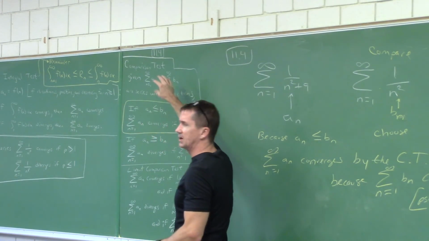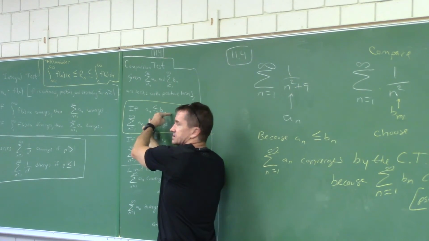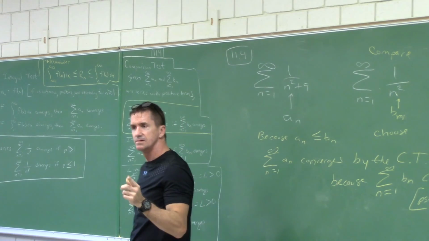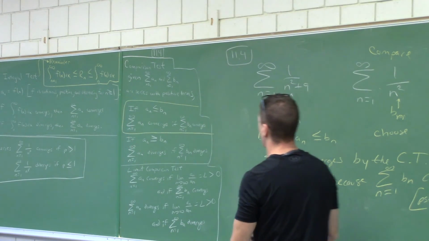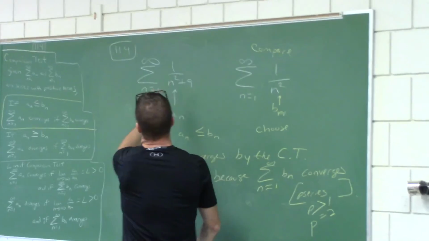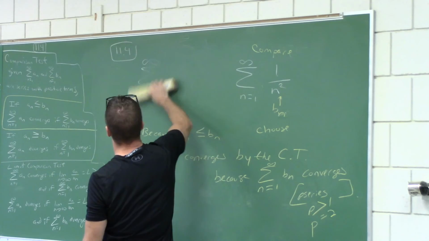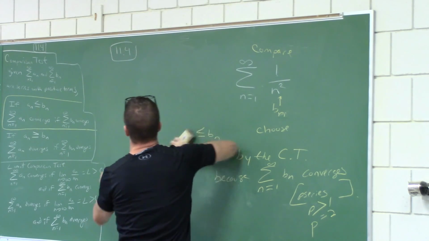My only worry about comparison tests is when someone uses it and they got this backwards. If that's backwards, then I can't use it. Can I give you an example? I thought I could do this. What was the one I did close to this? When I did it 15 minutes ago, I had an n over n squared plus 2. Remember that? Can you try that?